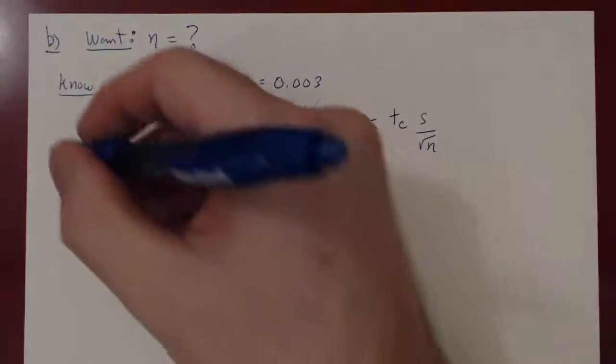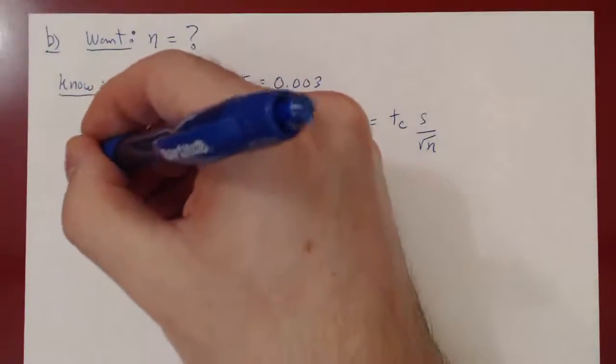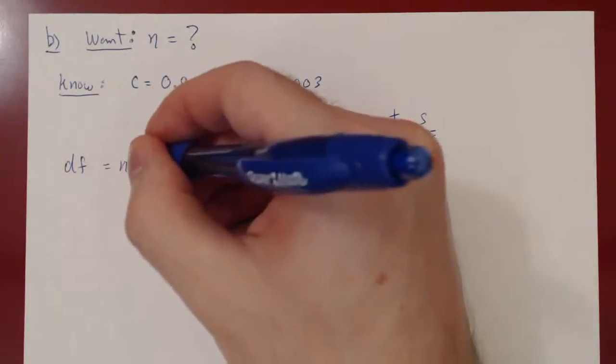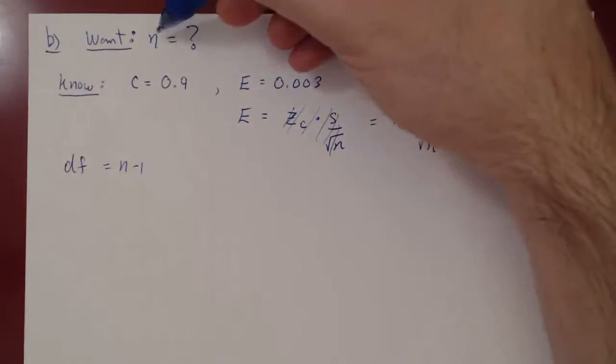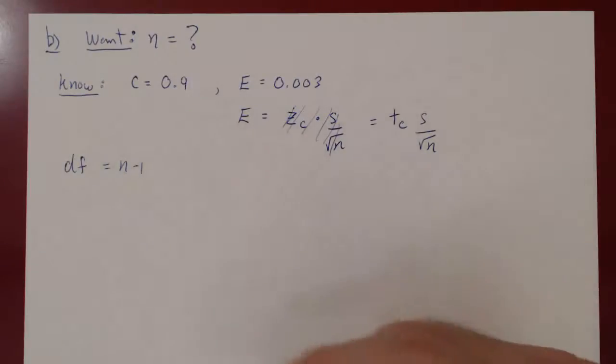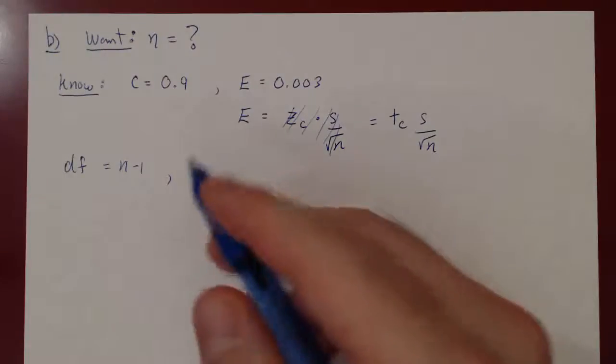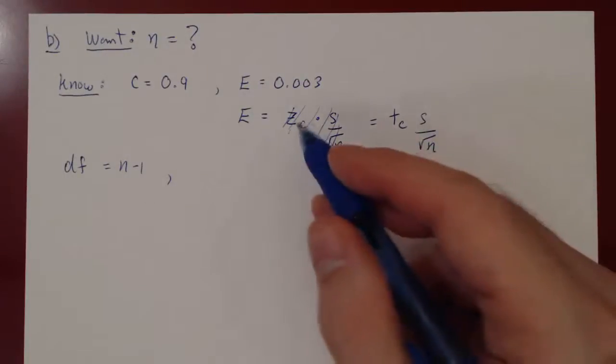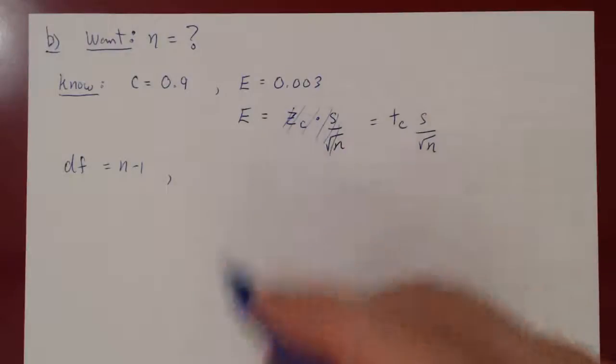The degrees of freedom are equal to n minus 1, but we don't know what n is, so we don't know the degrees of freedom. So it seems that we're stuck. But if you look at the two tables, you'll find that when n is large, the t-score is really close to the z-score.